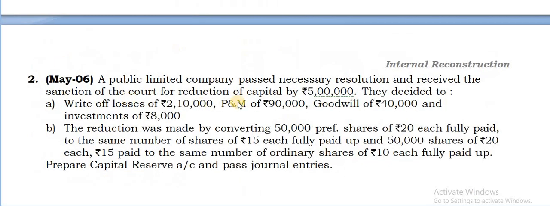All right, well, let us see this question given in May 2006 for 6 marks. A public limited company passed a necessary resolution and received the sanction of the court. This is what yesterday I told you in the first volume. This is the National Company Law Tribunal. That's a court, okay, which has given this particular scheme as being sanctioned.